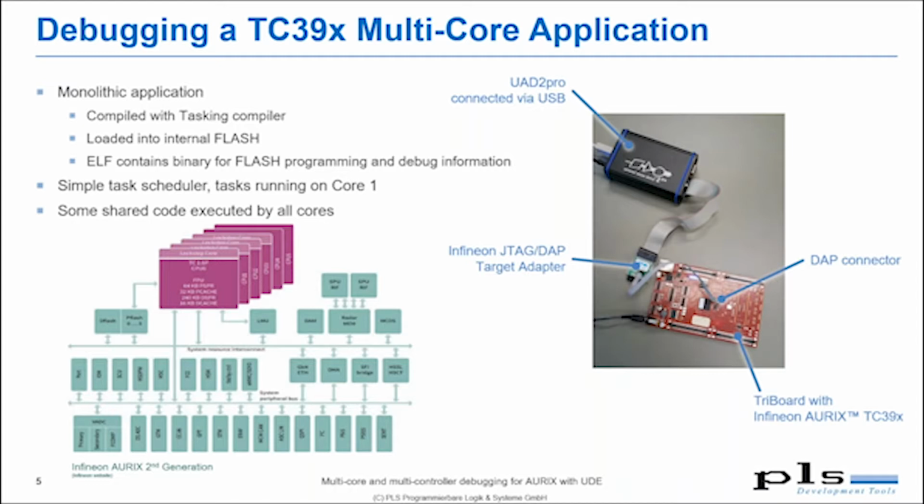That means the UDE 2 Pro, this applies also for the other devices that we have, can also be used for the other devices that we support. For example, devices based on ARM architecture, PowerPC based devices, or devices from Renesas like the RH850. You only need to use another adapter for those devices. It looks like the same here, and you need a different license to be able to debug such systems.